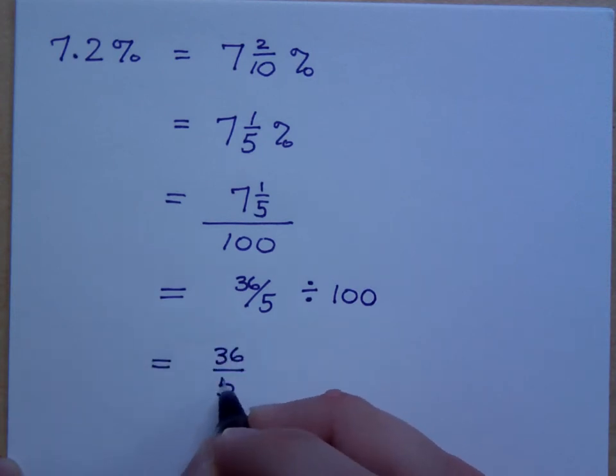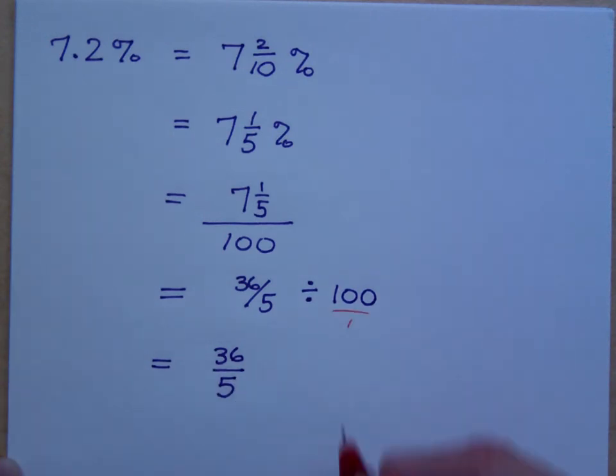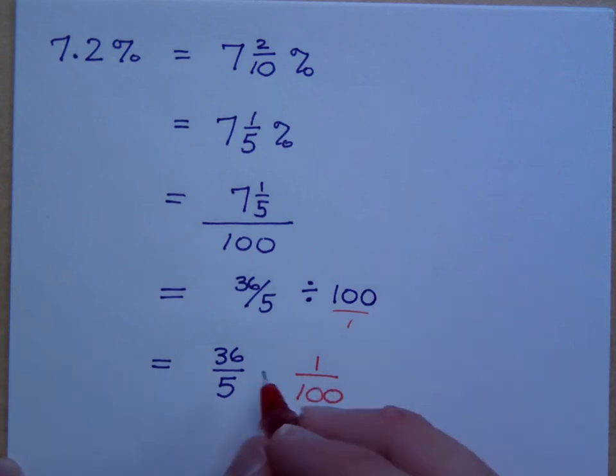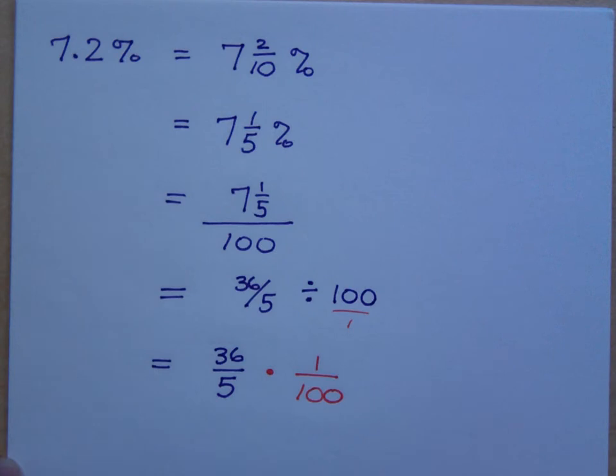Remember, you keep the first guy the same, and you change this guy. That's understood to be over 1, so this is 1 over 100. And it becomes multiplication. Remember KFC? Keep, flip, change the sign.